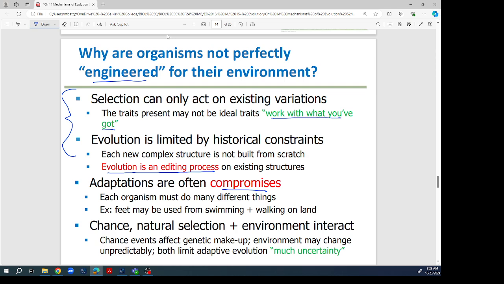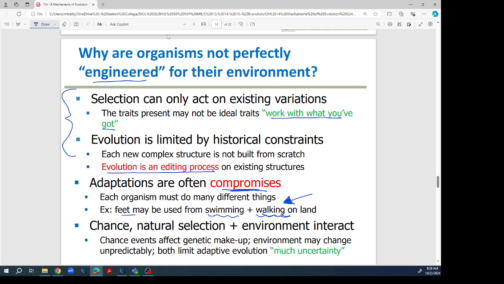Each organism must do many things. Feet might have to be used for swimming and walking on land. So take the blue-footed booby: they have webbed feet because it makes them better at swimming and catching their fish, but they still have to be able to walk on land and be mobile. So again, this idea of a compromise.